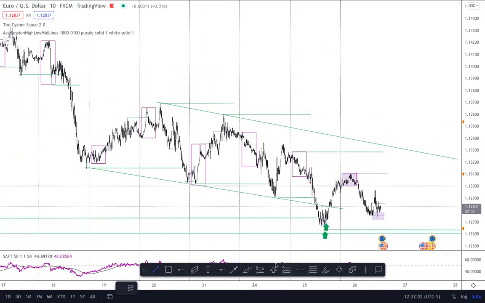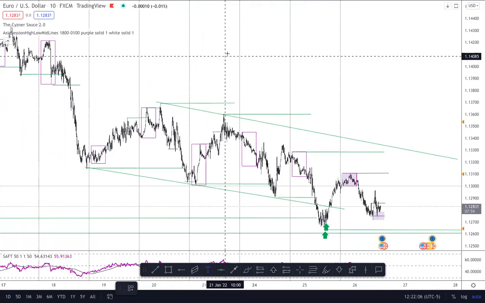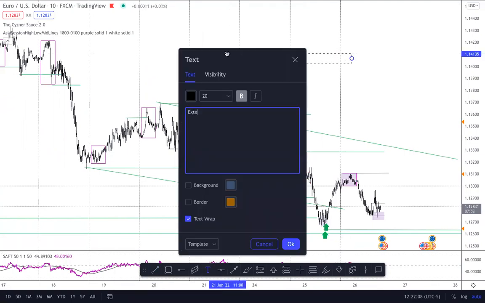Okay. So now that the session is recording, what I want to talk about is external liquidity, which I'll have marked out in green, right? These are primarily going to be used for reversals, right? This is also commonly known as major inducement in the market.